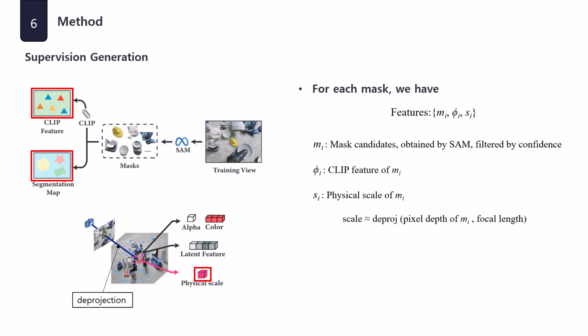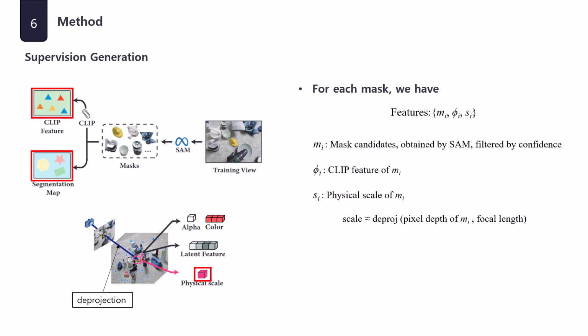Let's dive deeper into the supervision generation process, which is crucial for training the feature embeddings. As shown in the diagram on the left, we start with a training view. First, mask generation with SAM. The Segment Anything Model, or SAM, is applied to each training view to obtain initial object masks. These masks are then filtered based on their confidence scores to yield the final mask candidates.